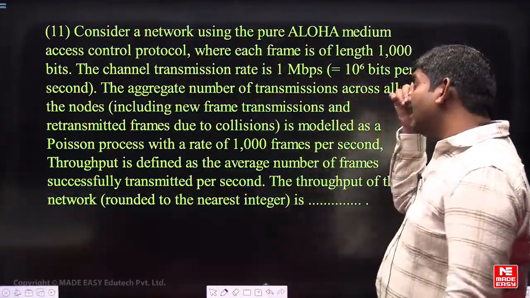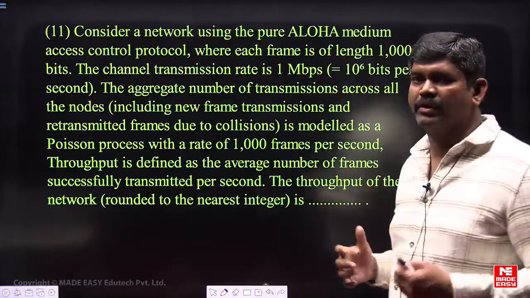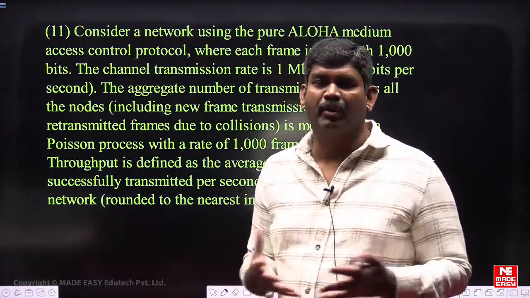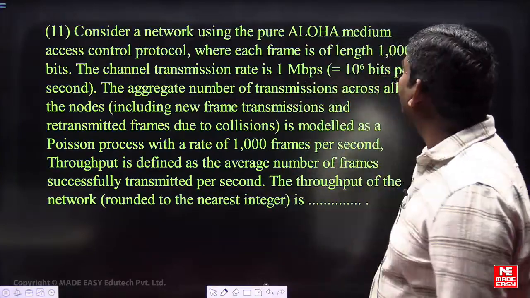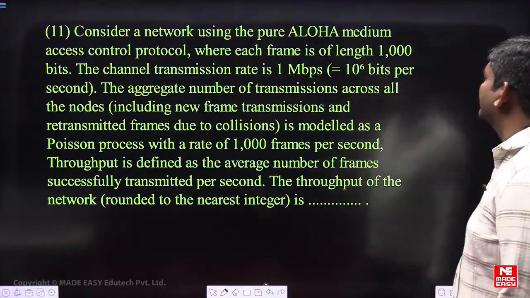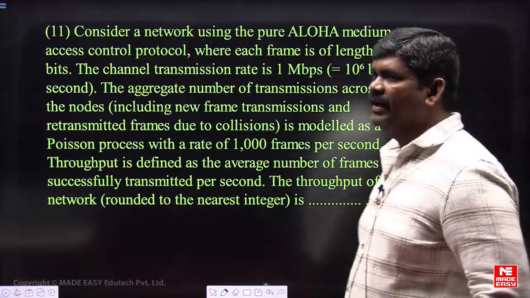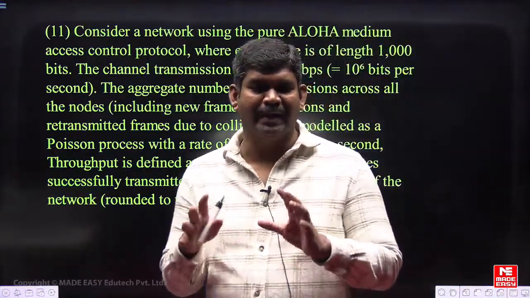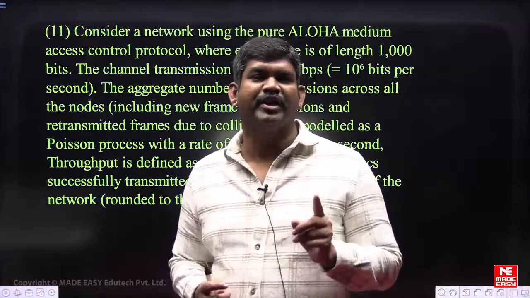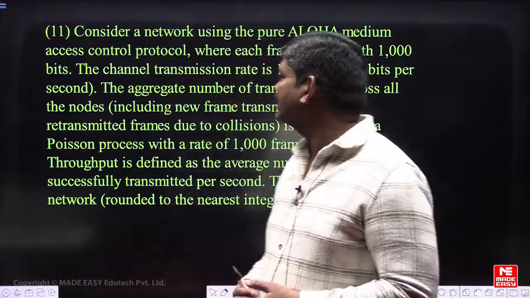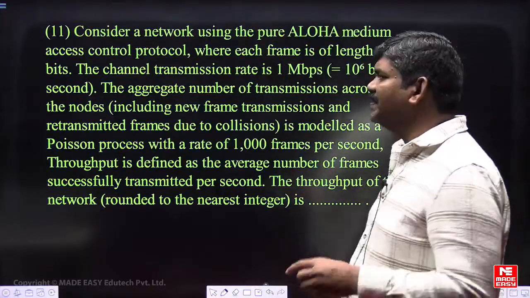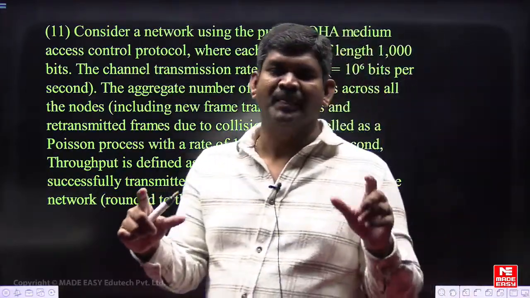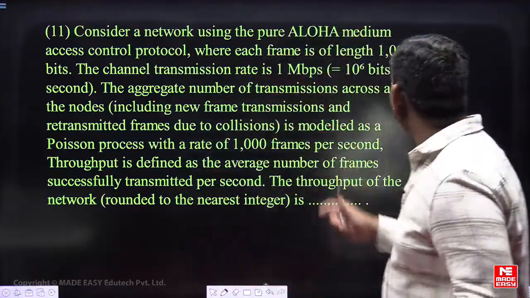See, consider a network using the pure Aloha protocol. So pure Aloha is a shared medium protocol, where each frame is of length 1000 bits. So the stations participating in a protocol like pure Aloha can each transmit 1000 bits. The channel transmission rate is 1 megabit per second. So whatever cable you are taking, you can transmit at 10⁶ bits per second. So I can write like this.